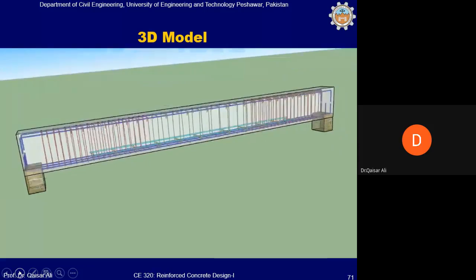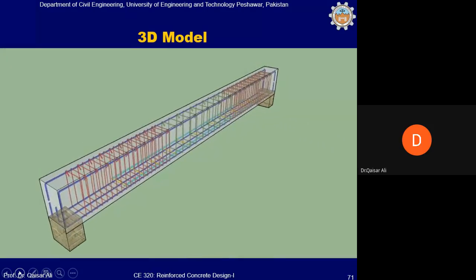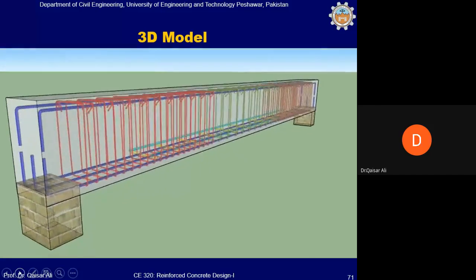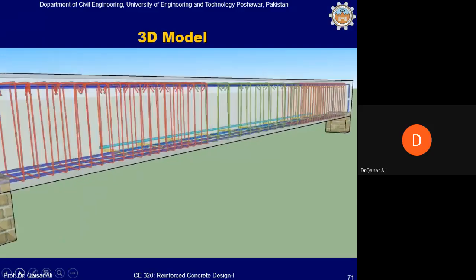This is an animation of that beam. You can see the 3 bars provided in the first layer as continuous reinforcement, and 2 bars provided in the second layer have been curtailed at L/8.